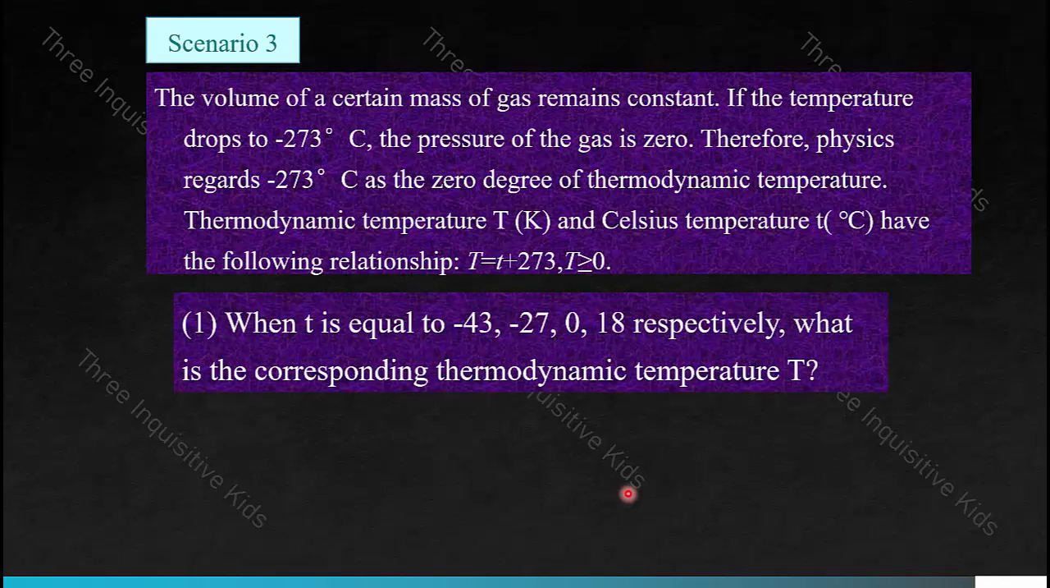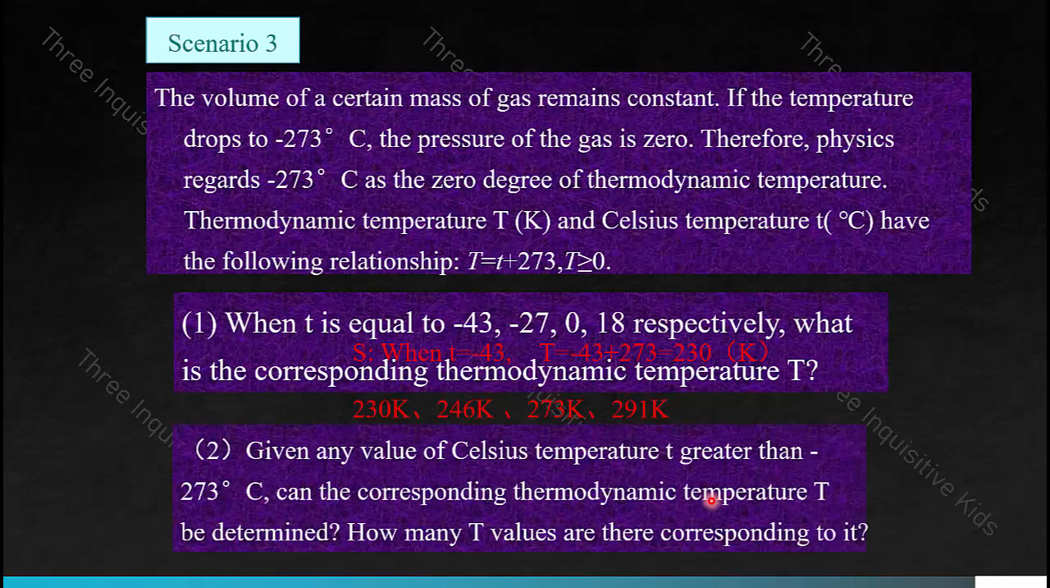So when t is equal to negative 43, negative 27, 0, and 18 respectively, what is the corresponding thermodynamic temperature T? So when t is equal to negative 43, the thermodynamic temperature would be 230. And so these respectively would be 230, 246, 273, and 291.